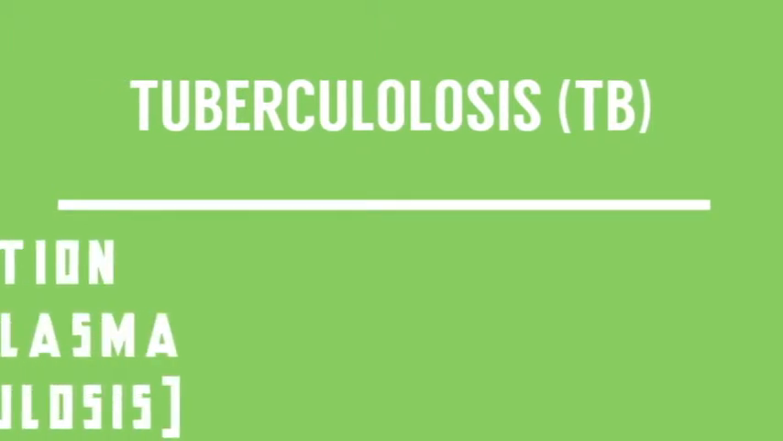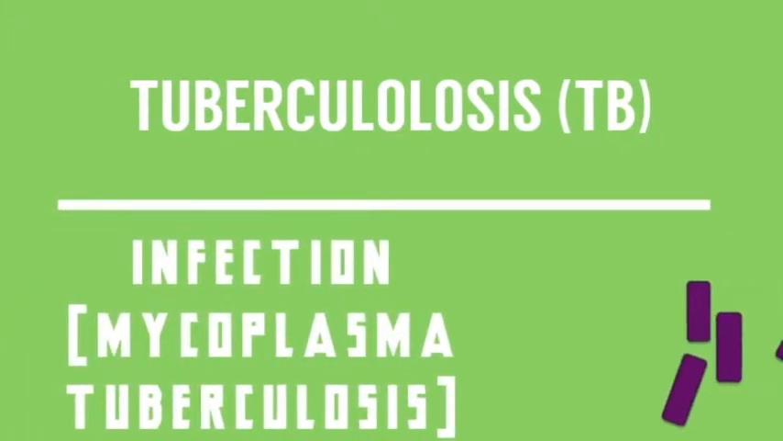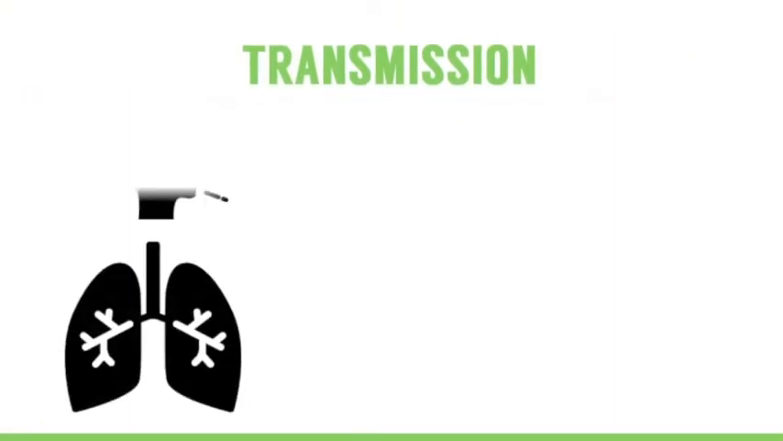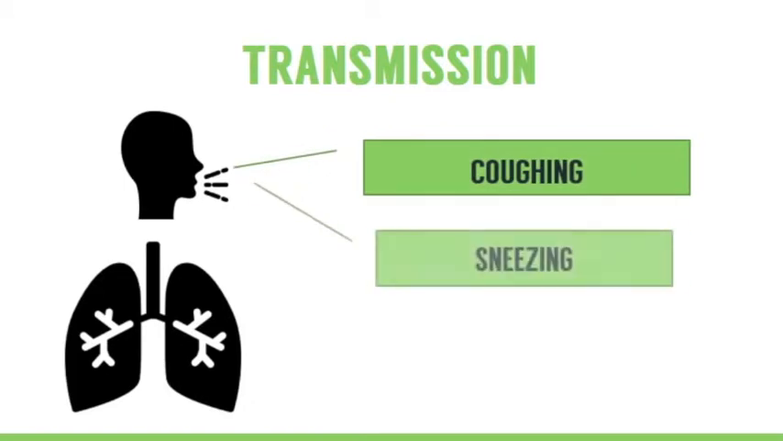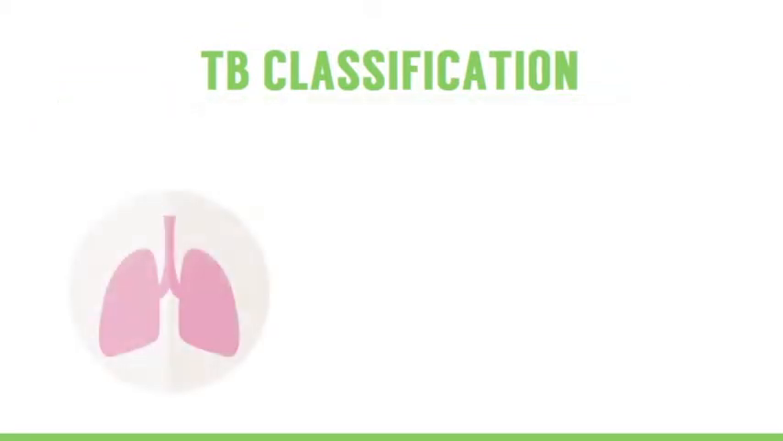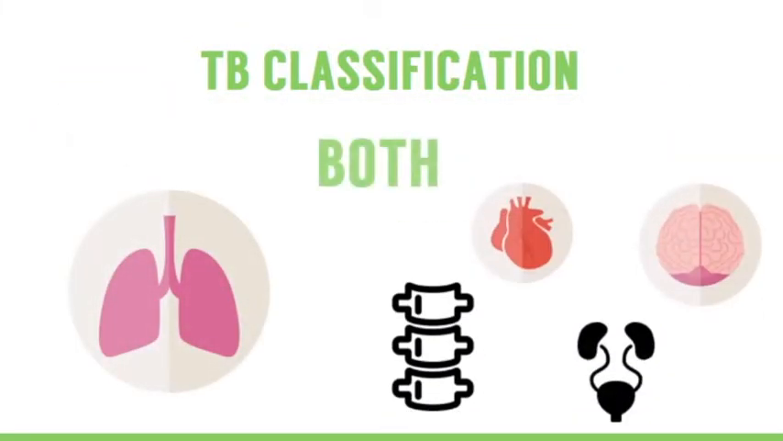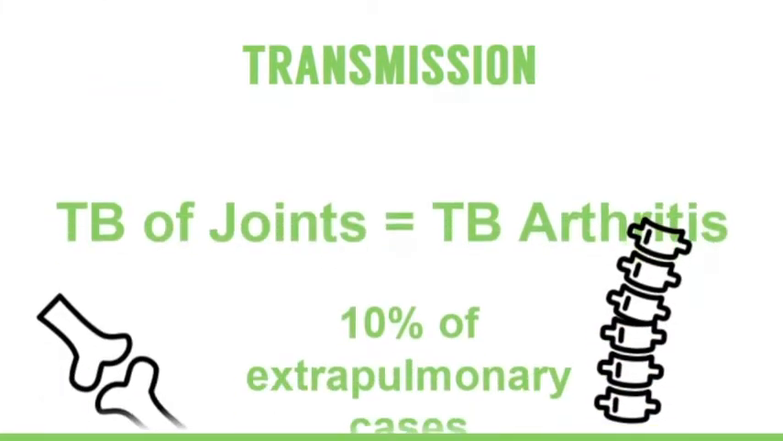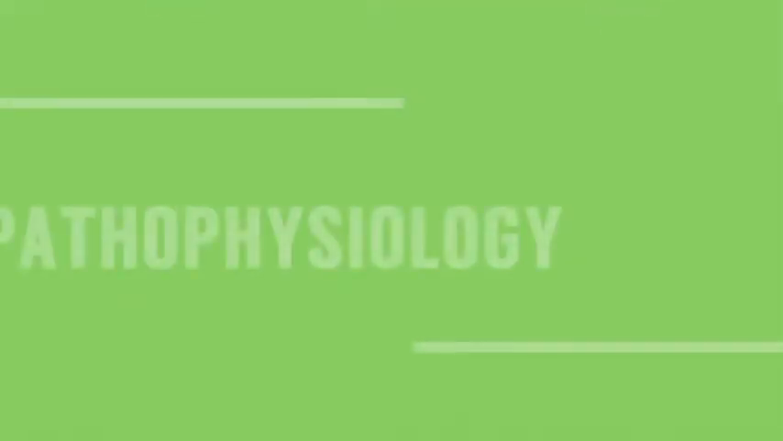Tuberculosis, or TB, is caused by infection with Mycobacterium tuberculosis. This is transmitted by a person with infectious pulmonary TB to another person through coughing, sneezing, or speaking. TB is categorized into pulmonary, extrapulmonary, or both. 10% of these extrapulmonary cases are known as TB arthritis or TB of the joints.